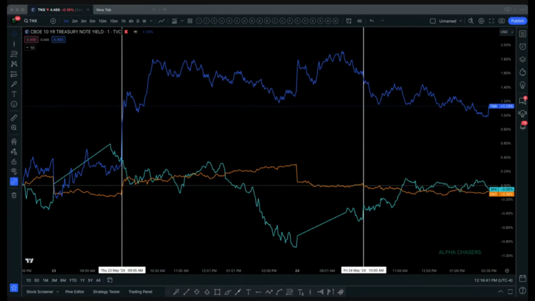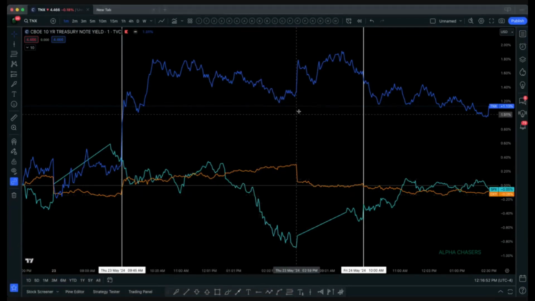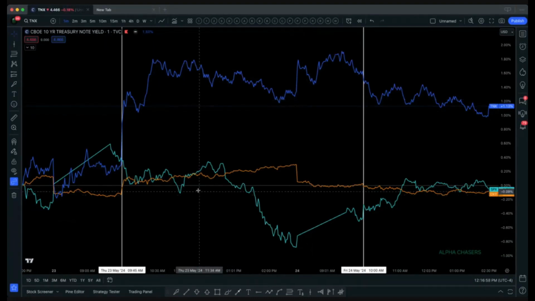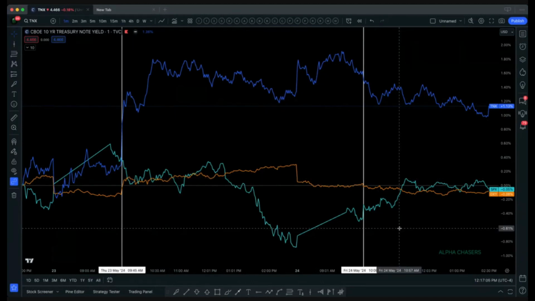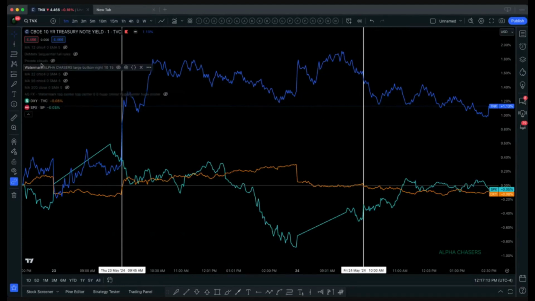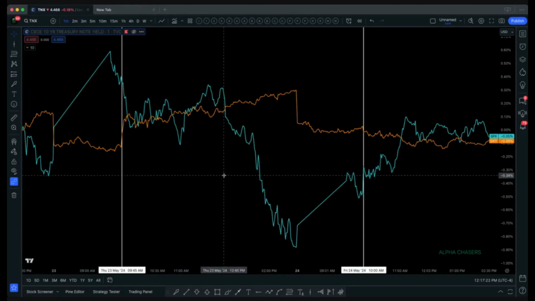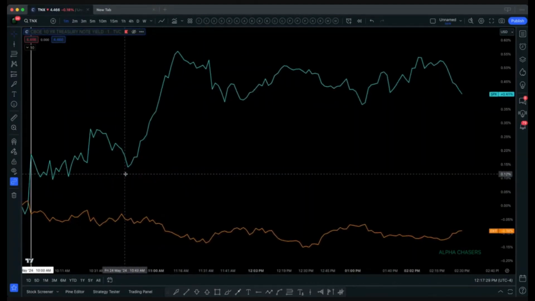Any questions, Lise? The bond dollar correlation did not work on Friday. Okay, so let's reclaim that. First, when I started this, I said that the dollar is a secondary indicator to the bond market, right? I would argue that it did work on Friday. So if I'm to look at this, and let's get rid of the 10-year for a minute, and let's just look at the dollar correlation in regards to the S&P from the date that came out.